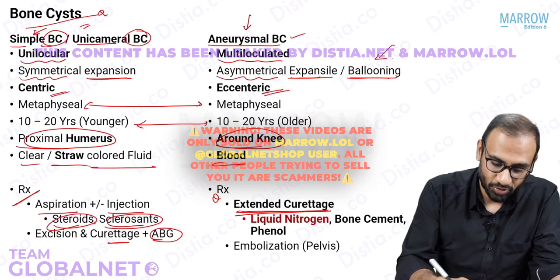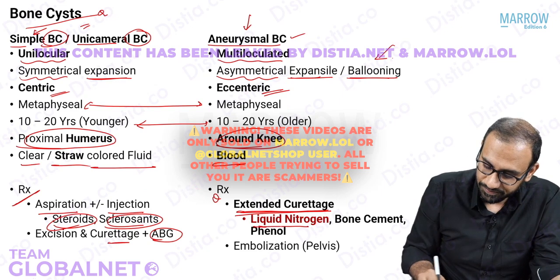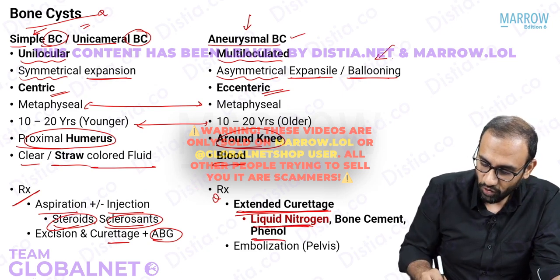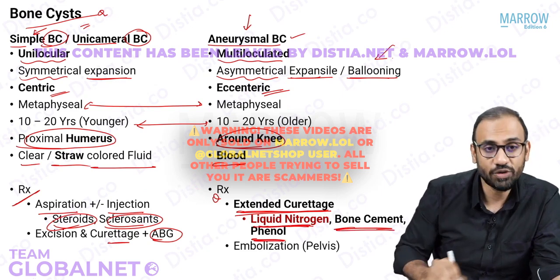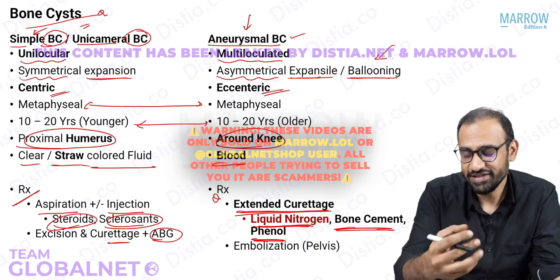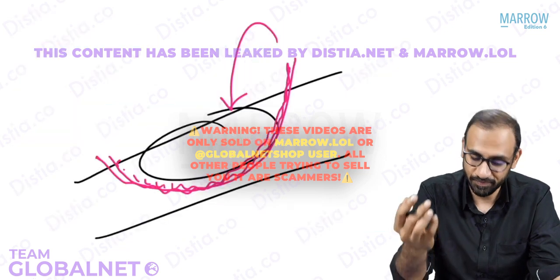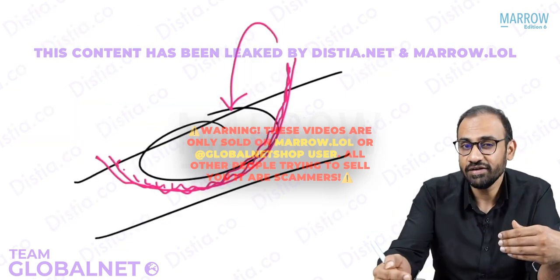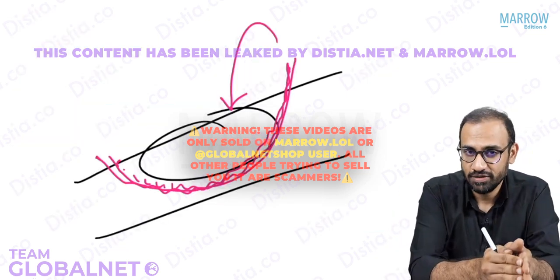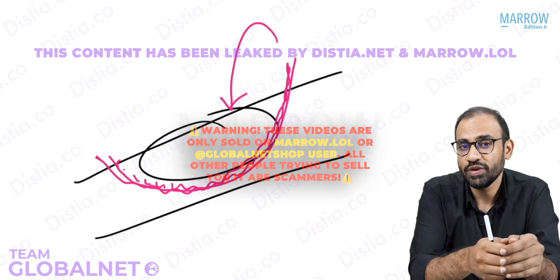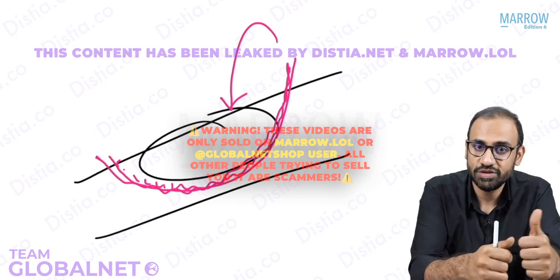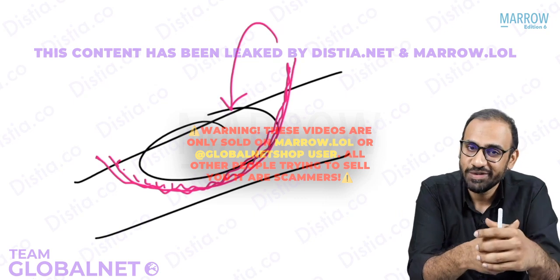You can pour in liquid nitrogen or phenol or fill the cavity with bone cement, because the bone cement, as it sets, starts to heat, and this heat can kill the cells that can cause the lesion. So that is extending the curettage process. What are the substances that you use to extend the curettage process? Liquid nitrogen, phenol or bone cement.